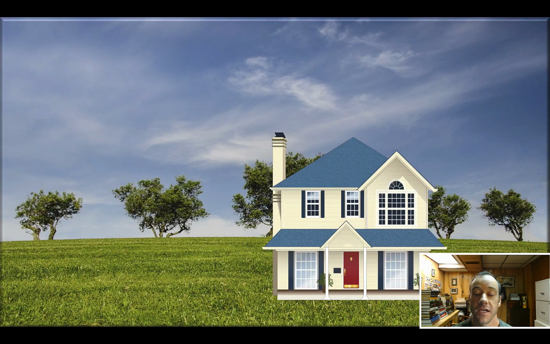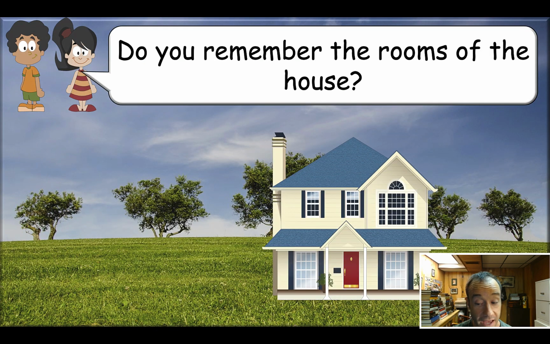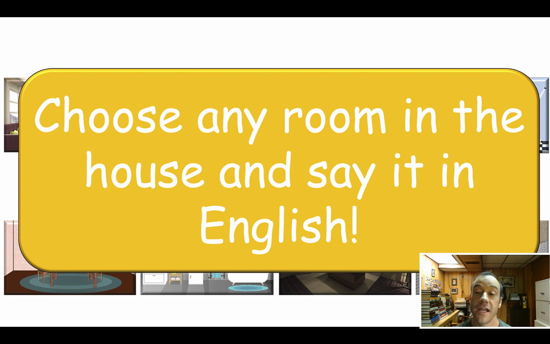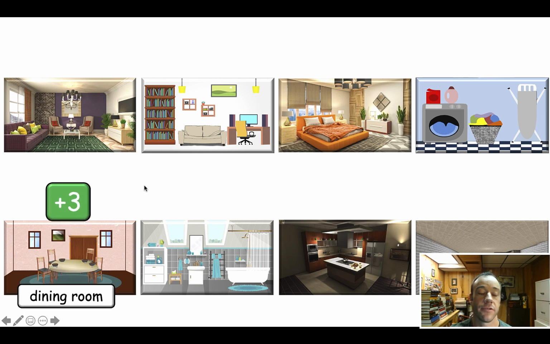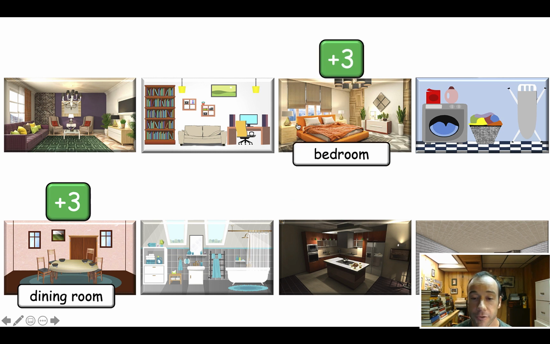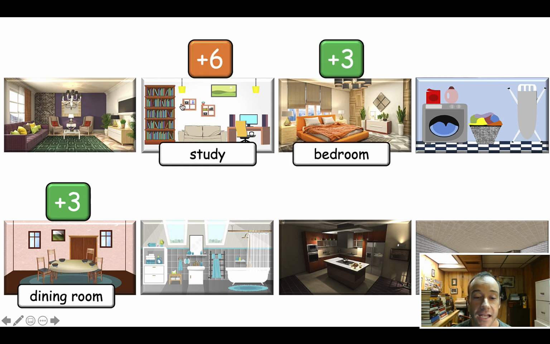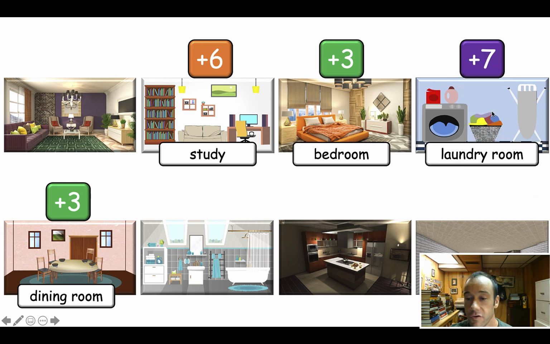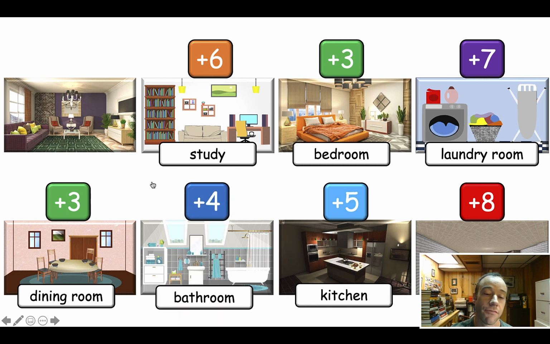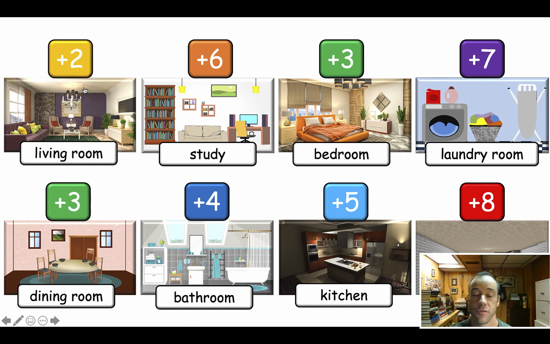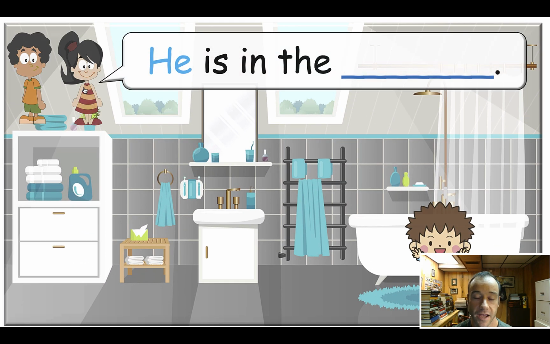Okay, and then go here. Do you remember the rooms of the house? All right, let's see. Choose any room in the house and say it in English. Same drill. They have to say the room and get points. So you call on a student from one of the teams. They say dining room. Good, 3 points. Next team, bedroom. 3 points again. Study, 6 points. Laundry room, 7 points. Kitchen, 5 points. Basement, 8 points. Bathroom, 4 points. And living room, 2 points. My students love this game. That's why I've included it in both these lessons. They absolutely love it.